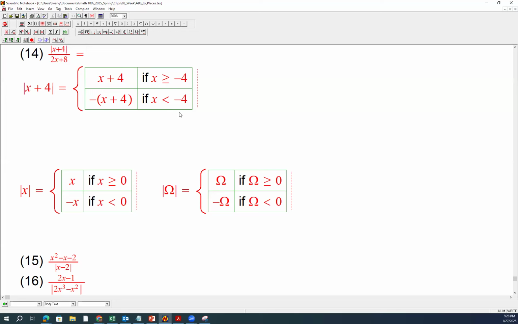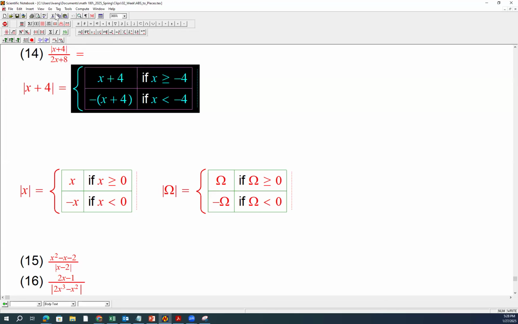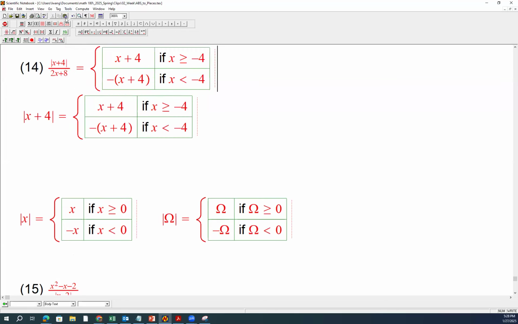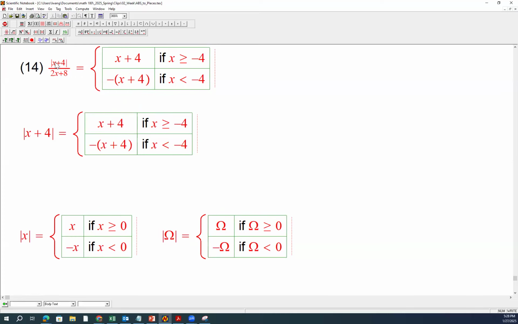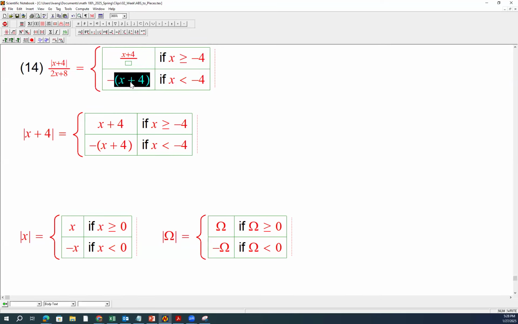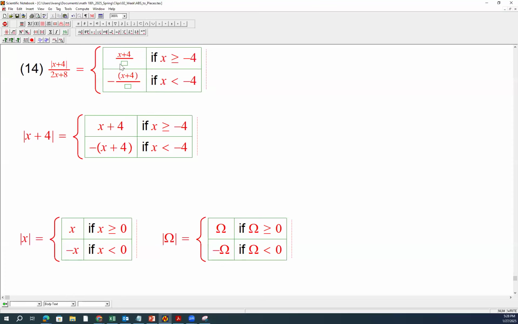Okay, one more step. I will still take these 2 branches, but that's x plus 4 alone. So all of these will have to be divided by 2x plus 8. 2x plus 8. There you go.